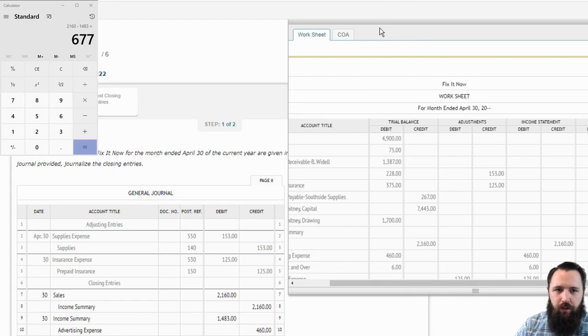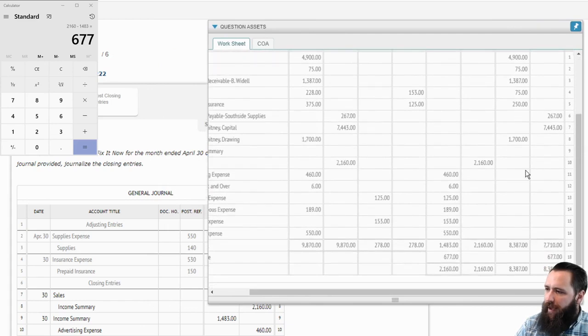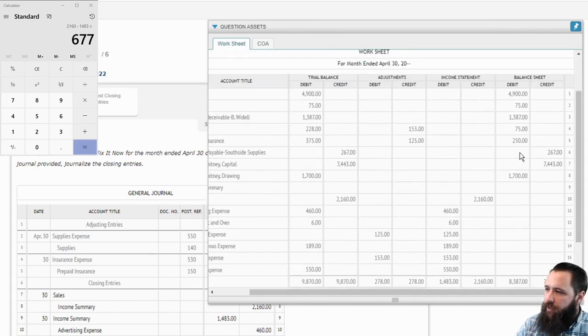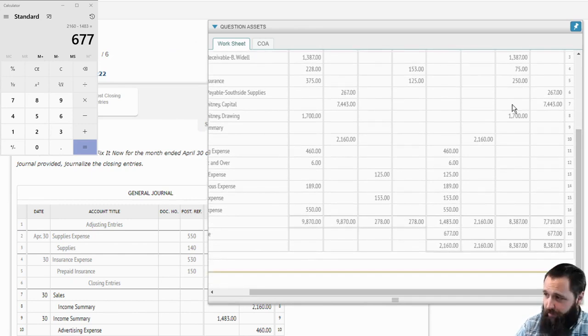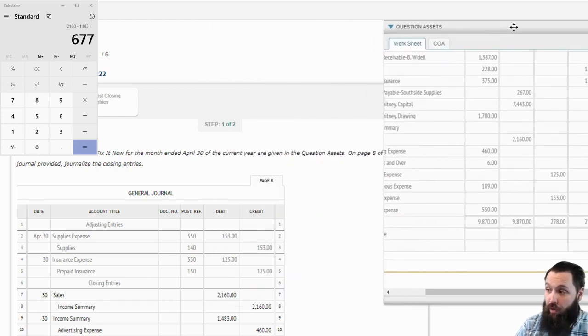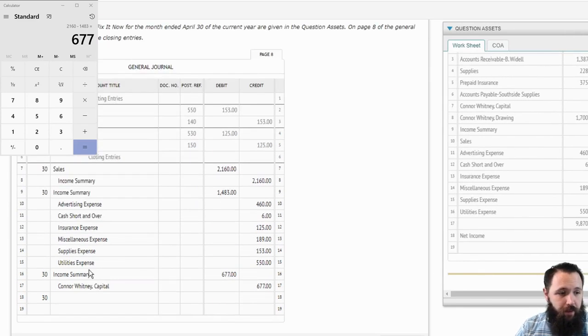Let me just move it over so you can see it. So if we look at the balance sheet, our drawing account has a debit of $1,700. That means it must be credited $1,700 to bring that drawing account down to 0. So we always write in the debit first. And once again, we just said that drawing had a debit balance, so drawing will be the second one.